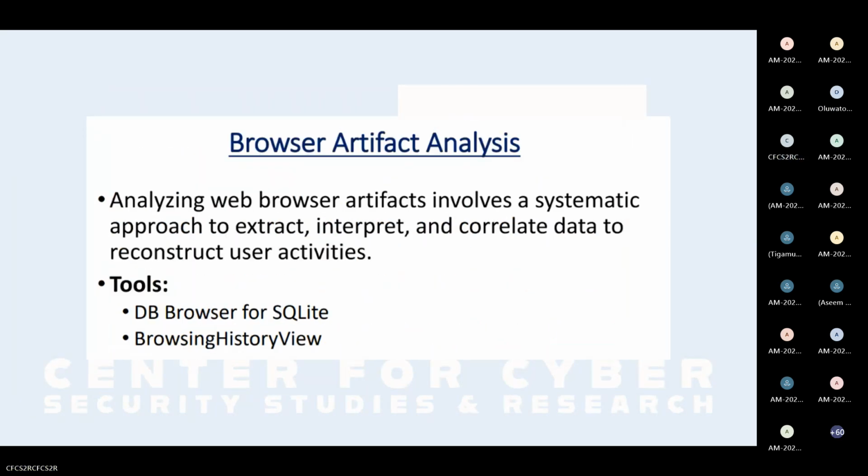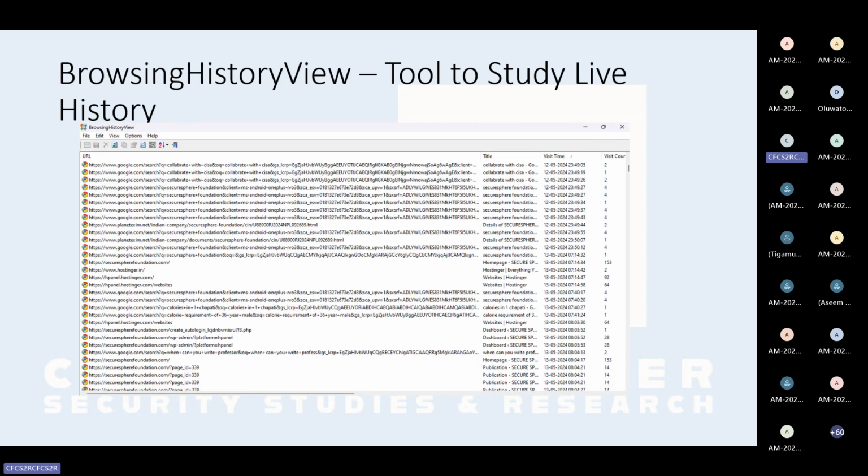Okay, so browser artifact analysis. Analyzing browser artifacts involves a systematic approach to extract, interpret, and correlate data to reconstruct user activities. So DB Browser for SQLite and BrowsingHistoryView are the two tools that we are going to use. We have just seen how DB Browser for SQLite can be used. This is a basic intro I have given to you.